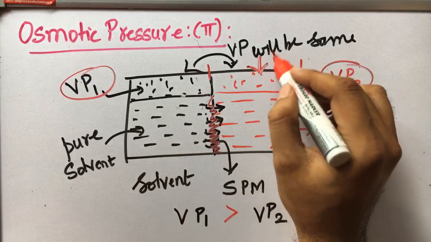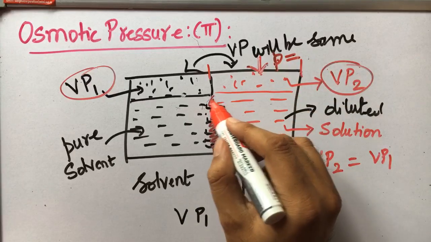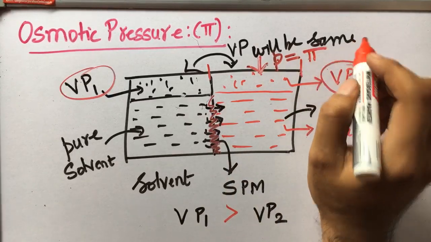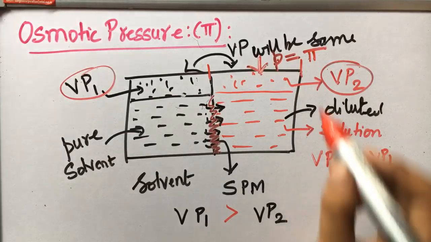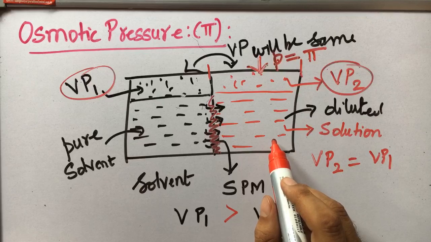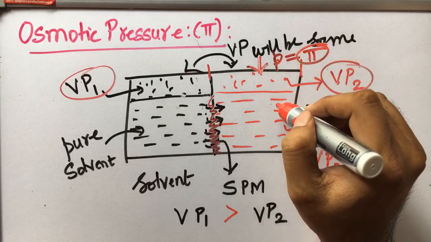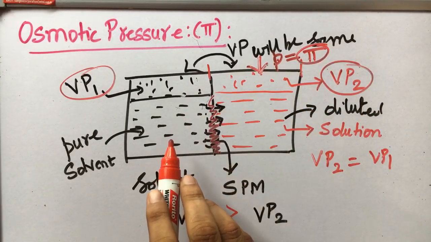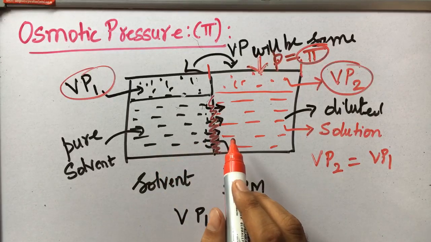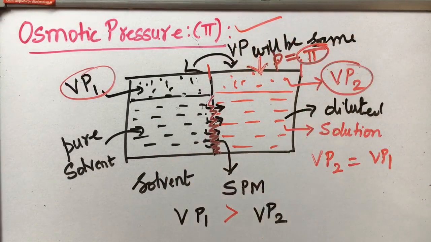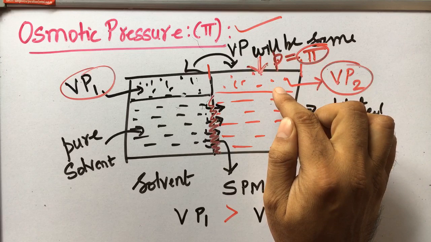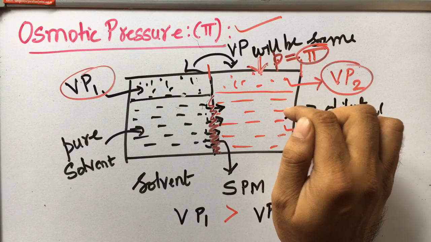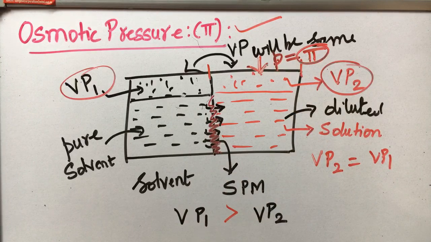And whatever extra pressure you need to apply here, so as to just prevent the process of osmosis, that is called osmotic pressure. So, we have to apply an extra pressure on which side? Onto the solution side. If you apply the extra pressure onto the solution side, so as to just prevent the process of osmosis, that is, the movement of solvent molecules from the pure solvent side into the solution side, we call that osmotic pressure. So, what is the definition of osmotic pressure? The extra pressure that has to be applied on the solution side, so as to prevent the process of osmosis, is known as osmotic pressure.